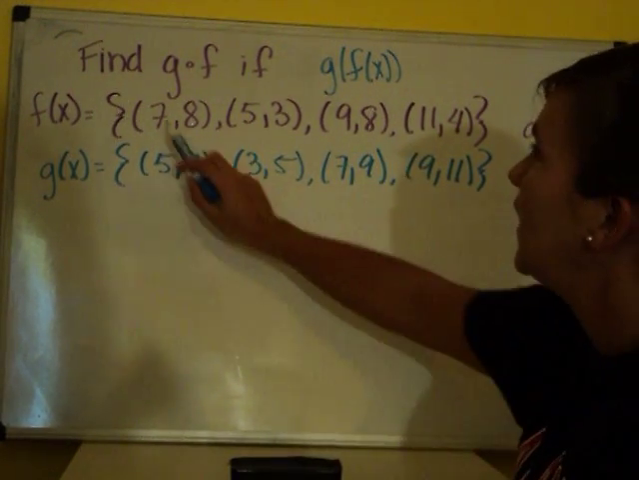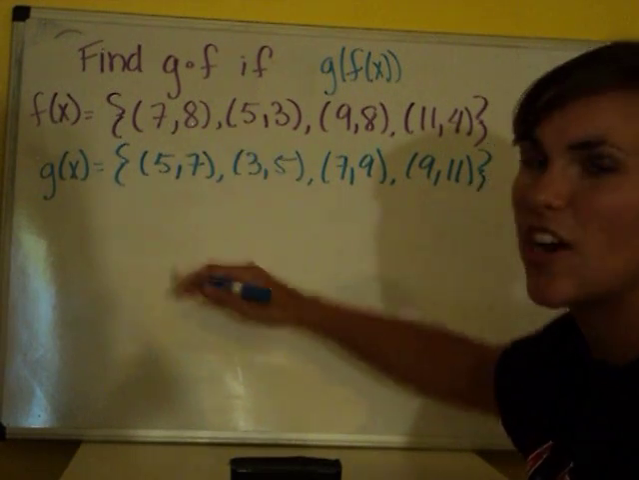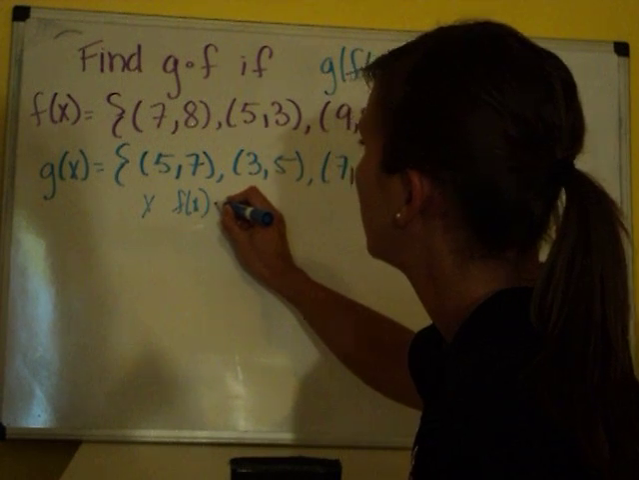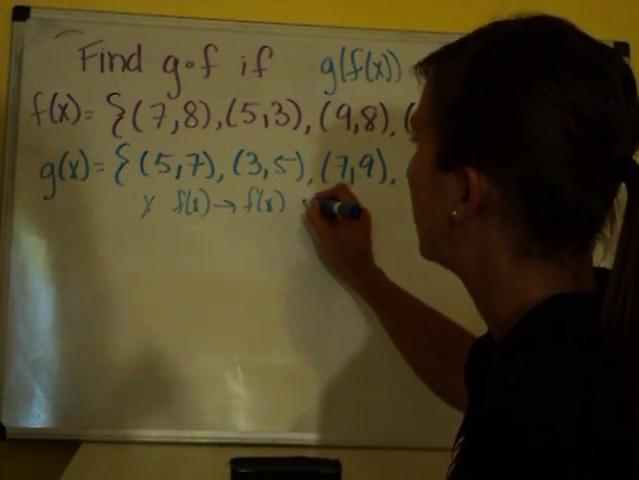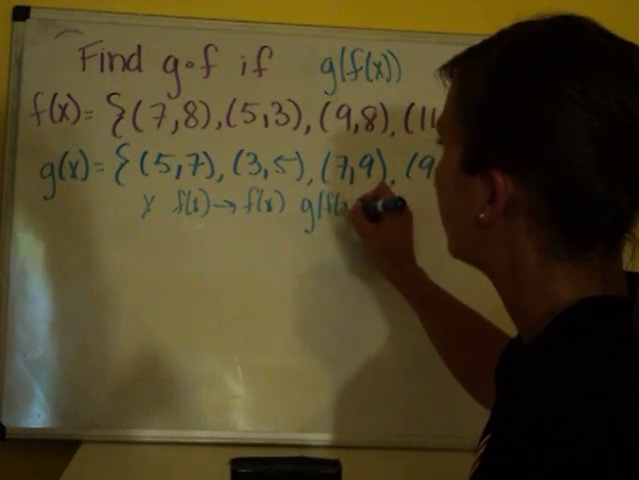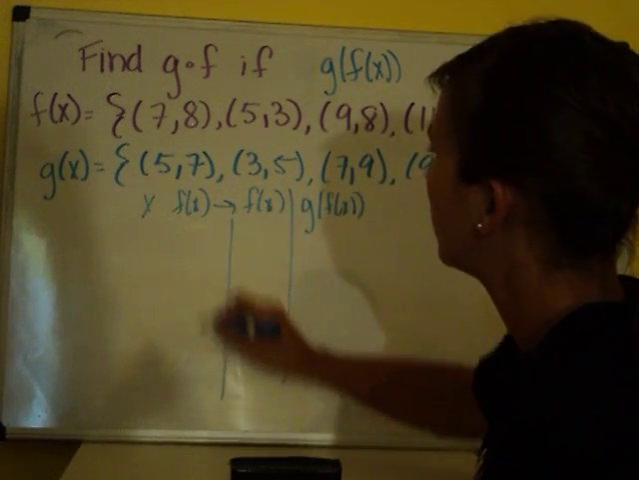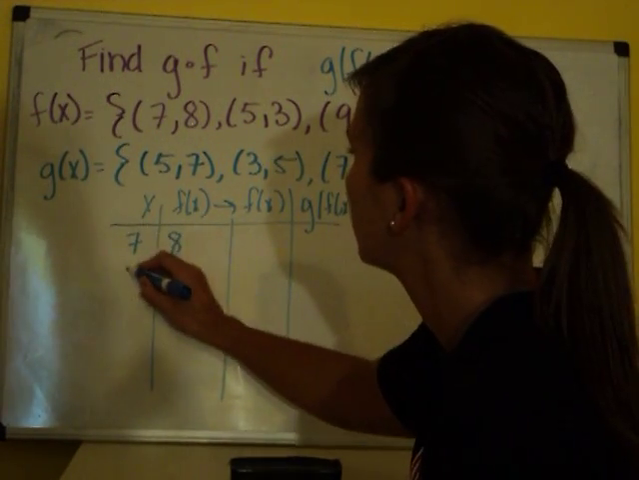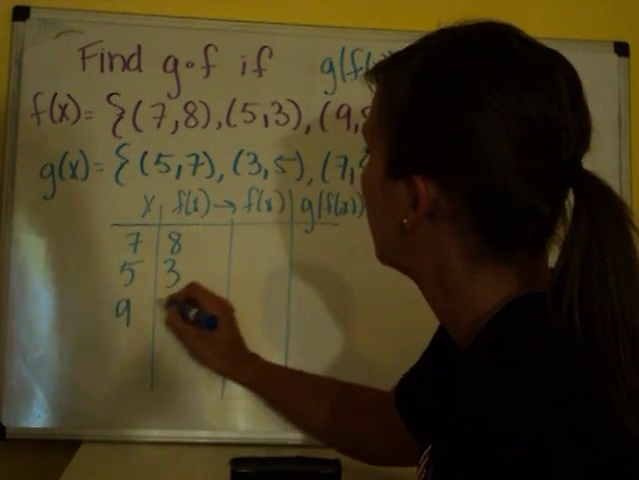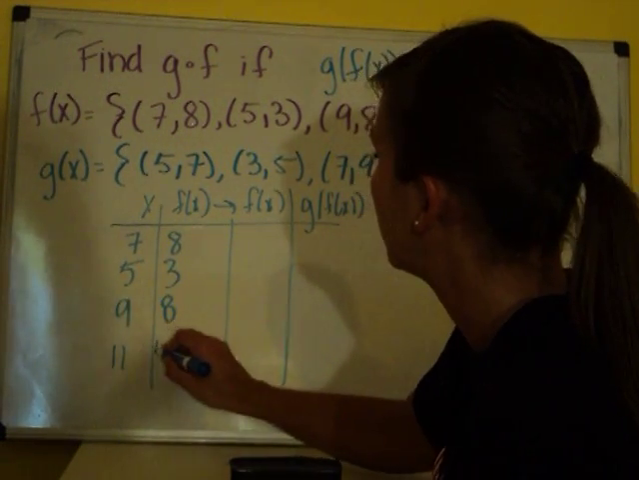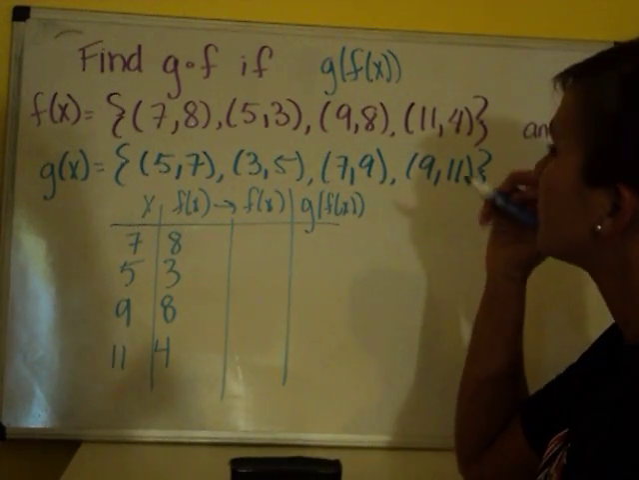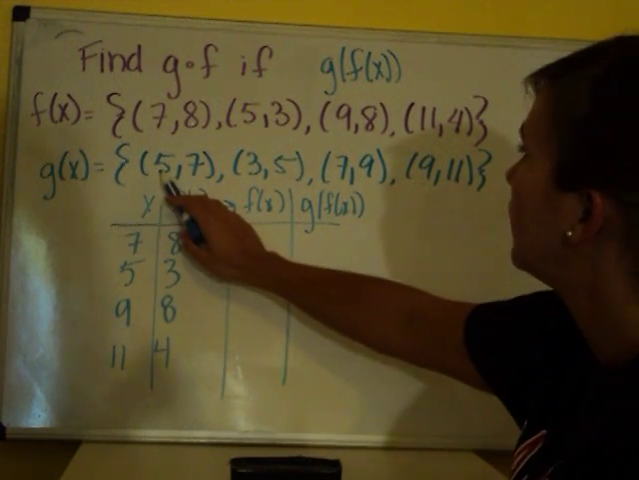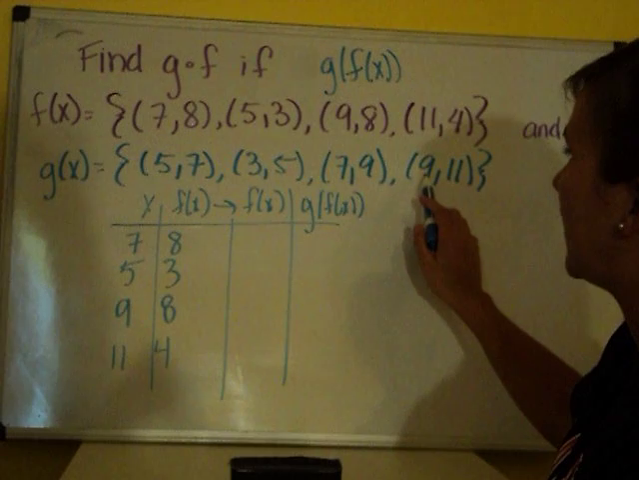Okay, so if I put in 7, shall I make a chart? I'll make a chart. So this is my x, this will be my f of x. Then I have to stick in my f of x to get my g of f of x. So I have 7, 8, 5, 3, 9, 8, 11, 4. Okay, so if I put in 7, I get 8. Here I'm looking for 8. I have a 5, 3, 7, and a 9.